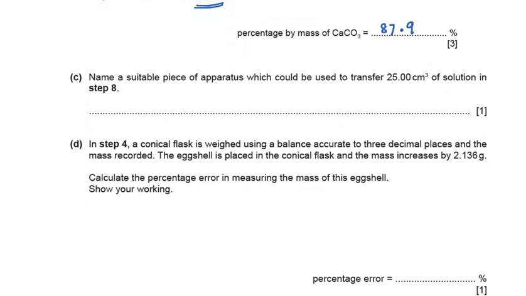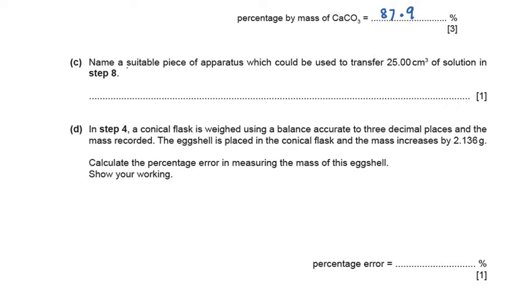Now let's go ahead with the next part, which says: name a suitable piece of apparatus which could be used to transfer 25 centimeter cube of solution in step 8. Now step 8 was for titration. So for 25 centimeter cube, the apparatus should be a pipette. Okay, pipette is written.